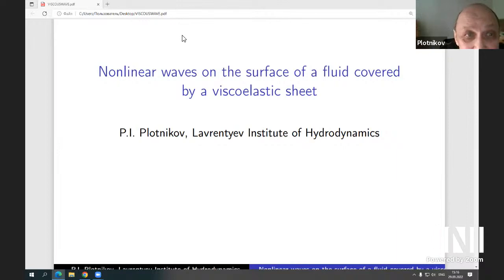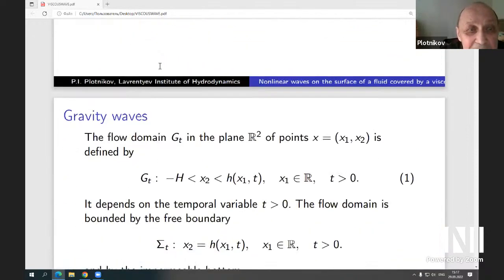The topic of the talk is the derivation of the equation for nonlinear viscoelastic waves on the surface of an ocean covered by a viscoelastic shell. Therefore, the goal is the derivation and the analysis of the governing equation.